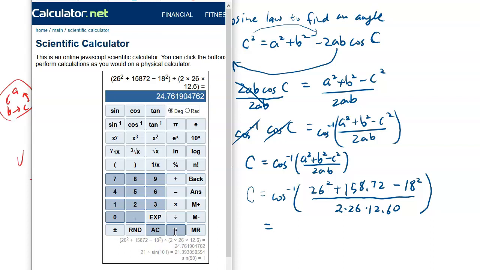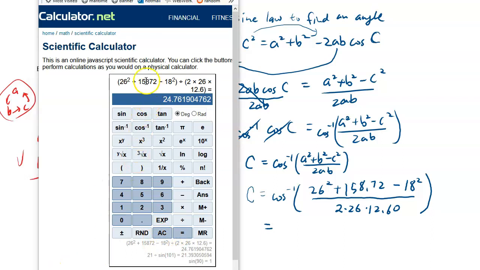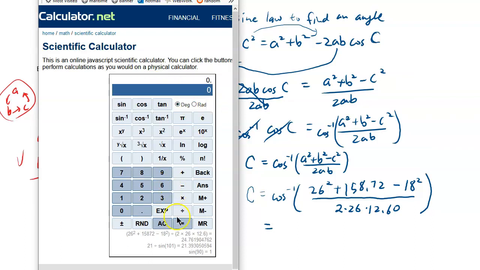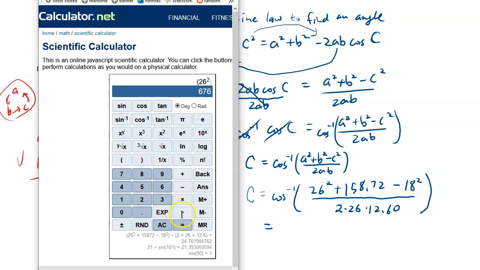Well, something's not right. Oh, sorry, I forgot a decimal here. I hope you can put that dot there. I messed up. Let me do that again. Okay, 26 squared plus 158.72. That was the one. The dot was the one that I forgot.